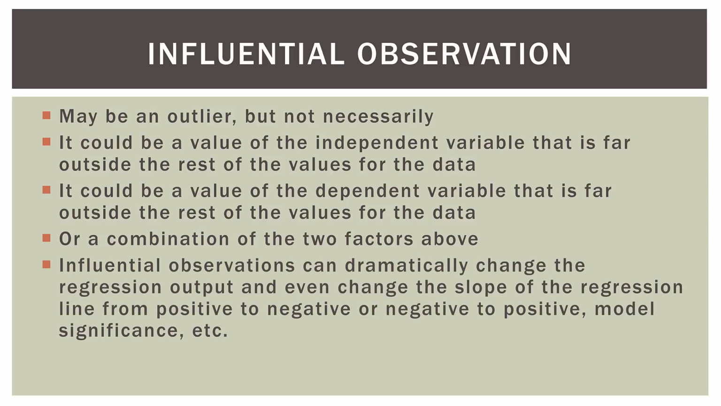So influential observations, and of course outliers also, can dramatically change the regression output and even change the slope of the regression line from positive to negative or negative to positive. It could also change the model significance or anything else related to that model. They can also change the standard error of the model, and we'll see that as we go forward.